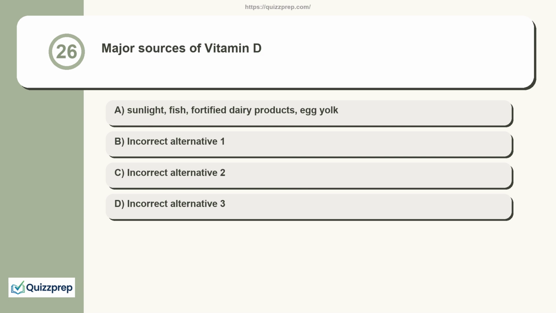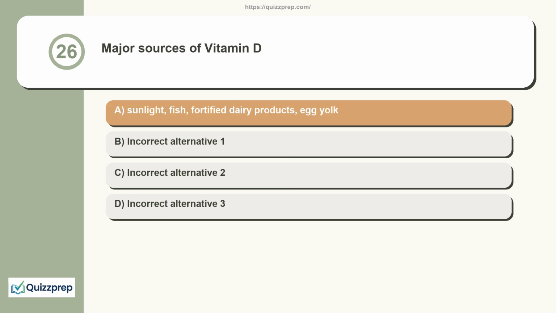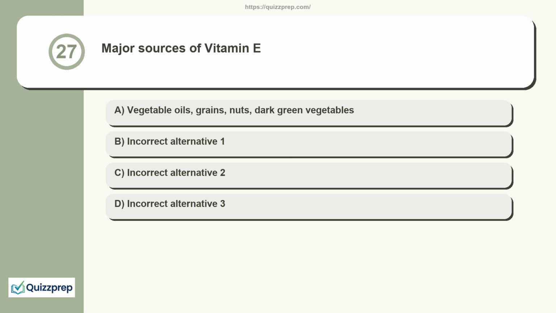Question 26. Major sources of vitamin D: sunlight, fish, fortified dairy products, egg yolk. Incorrect alternative 1. Incorrect alternative 2. Incorrect alternative 3. Question 27. Major sources of vitamin E: vegetable oils, grains, nuts, dark green vegetables. Incorrect alternative 1. Incorrect alternative 2. Incorrect alternative 3.